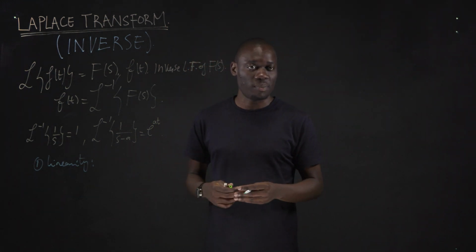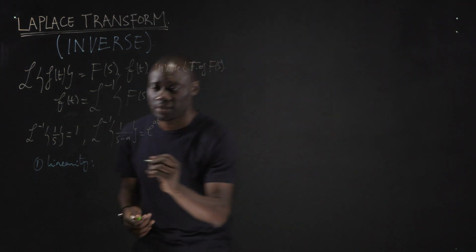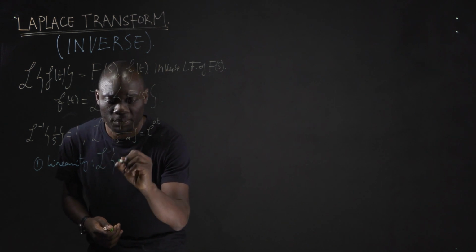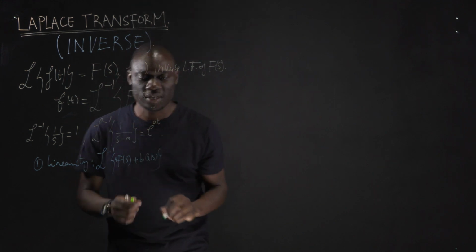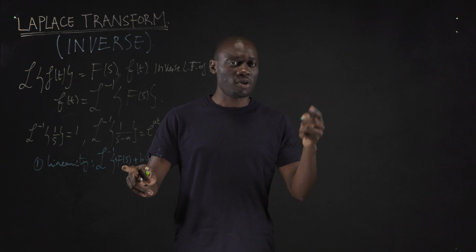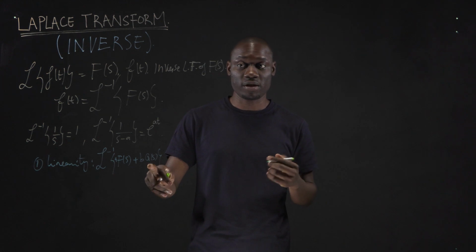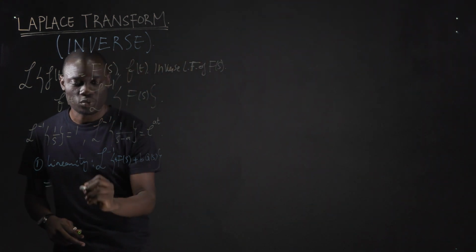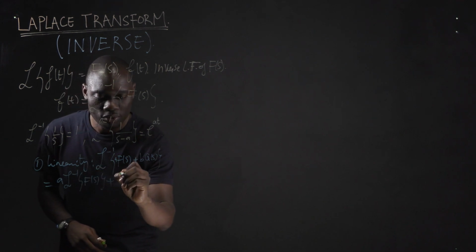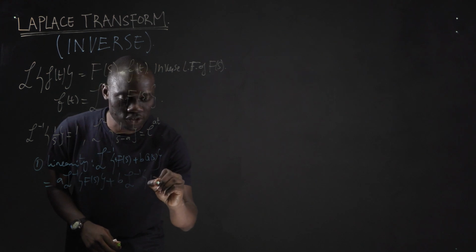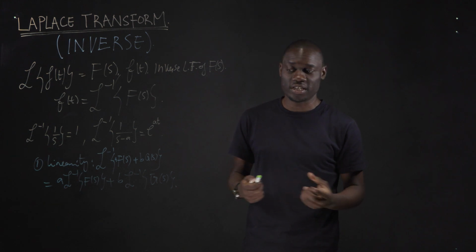As it was in the case of the Laplace transform, the inverse Laplace transform also conserves linearity. That is, the inverse Laplace transform of a F of s plus b G of s, F of s being the Laplace transform of f of t, and G of s being the Laplace transform of g of t, a and b being constants, will give a times the inverse of F of s plus b times the inverse of G of s. It's easy, right?